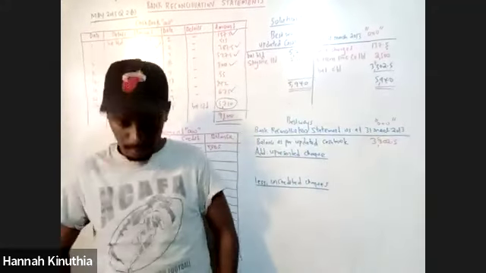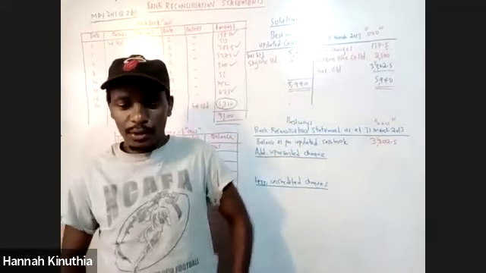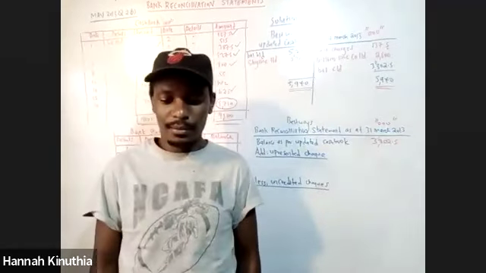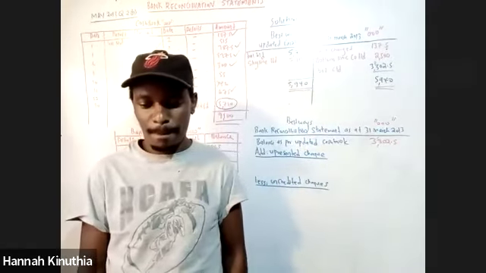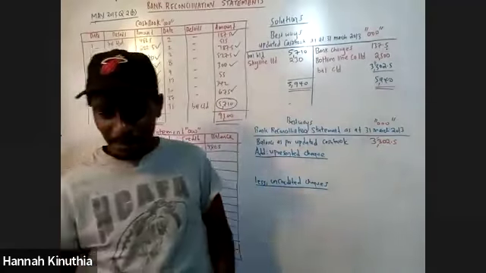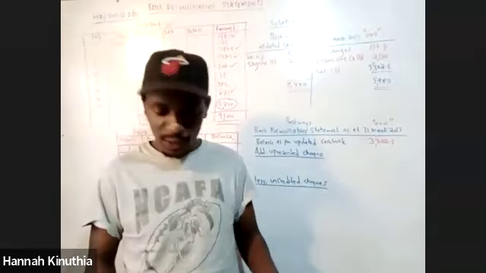So unaonaje maneno hadi hapo? Hard or ngumu? Rahisi. Rahisi sana sivyo? Mambo sio hadi.